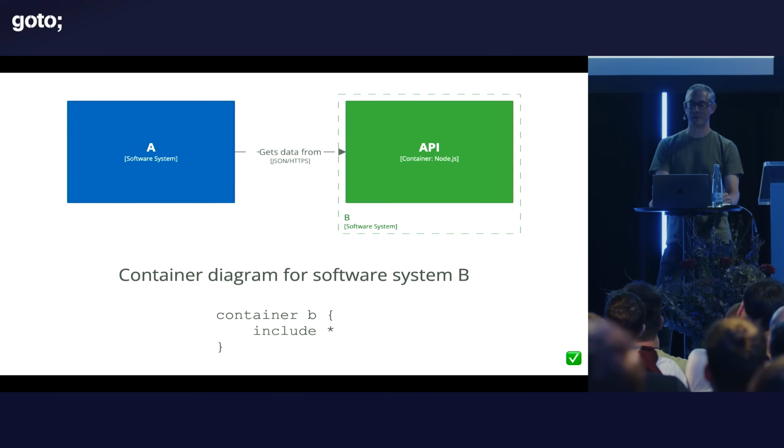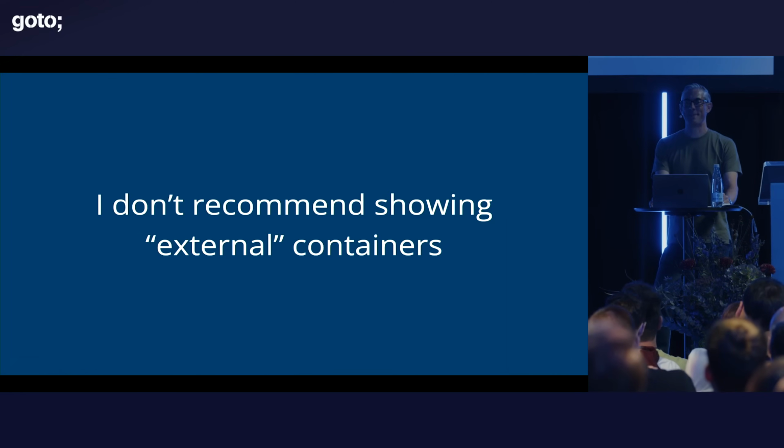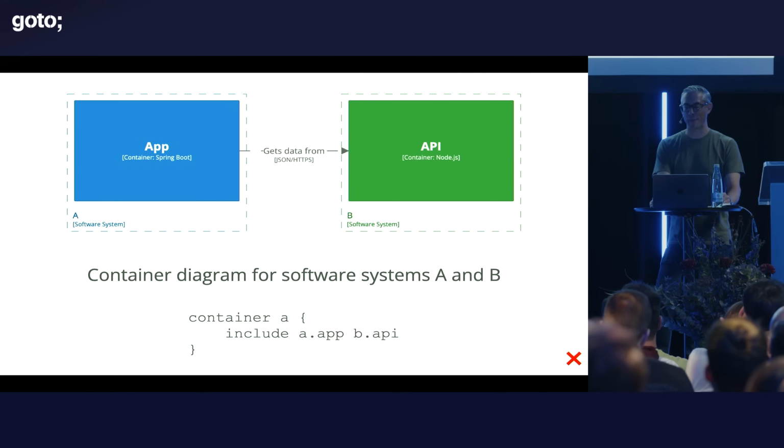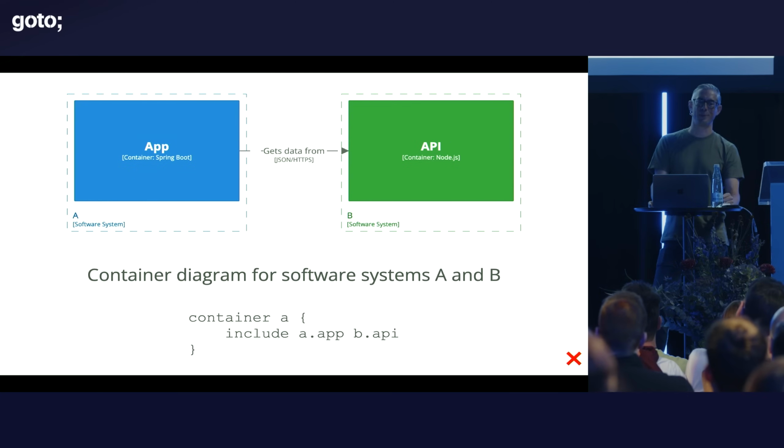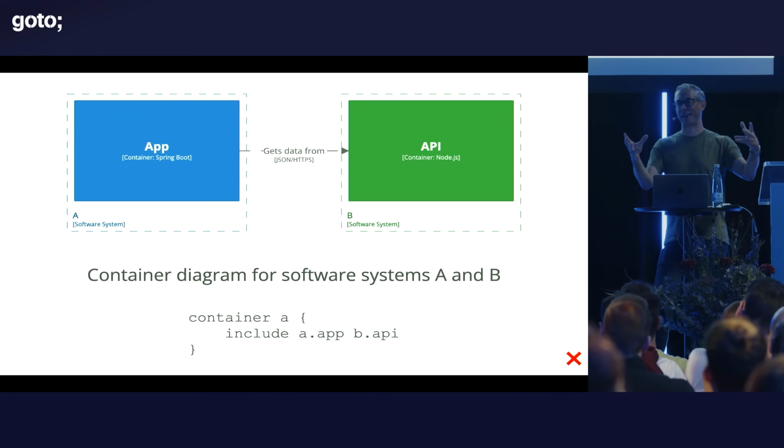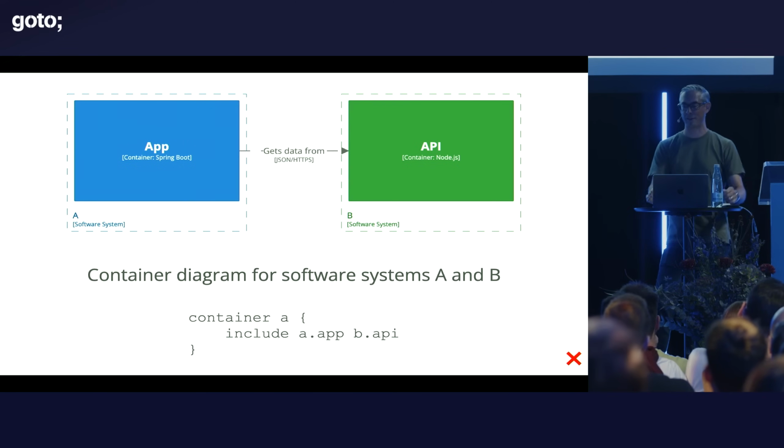From your perspective, you show your internal details. Maybe you have a Node.js API, and you have an inbound dependency from my system. You can't see my implementation details. I don't recommend mixing both these diagrams and coming up with something like this, where we're showing my container talking to your container. Why? Because now we're both aware of each other's details. If I rewrite my Spring Boot app to something else, your diagram has to change. If you split your single Node.js app up into two apps, my diagram has to change.